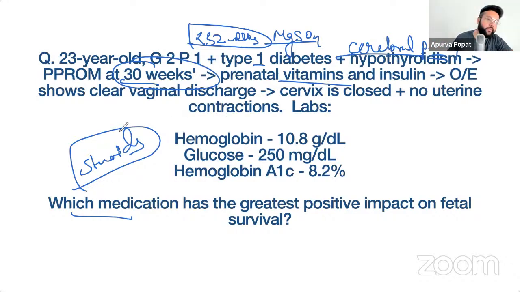Okay, apart from that we also give steroids. Sir, I have one basic question. This G2P1 means 2-time pregnancy and 1 child, right? How can we read this?